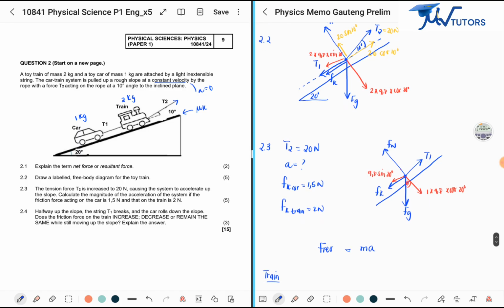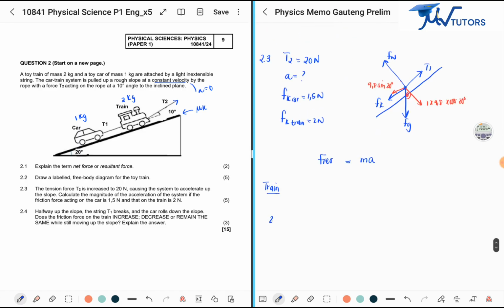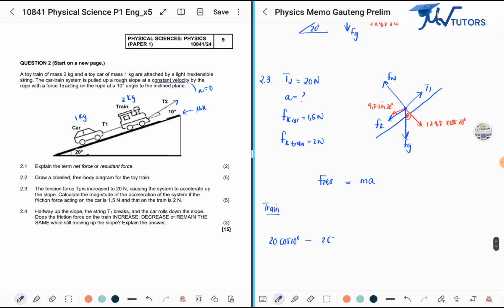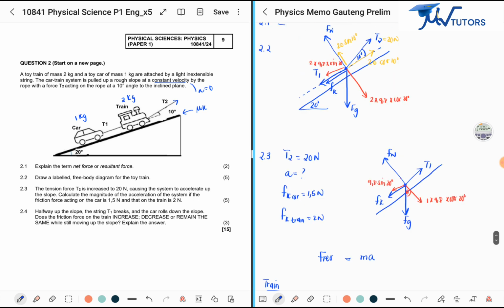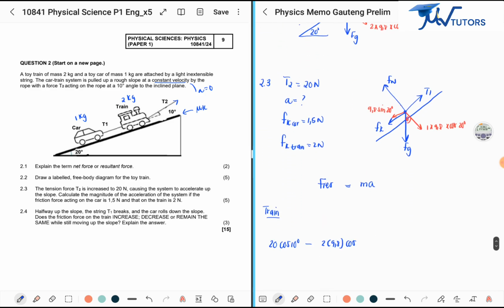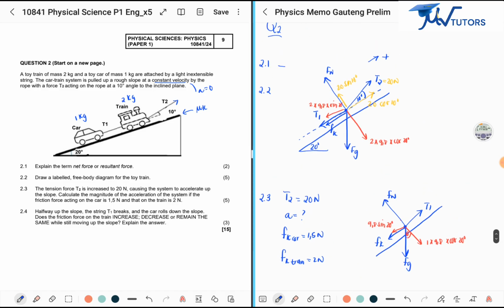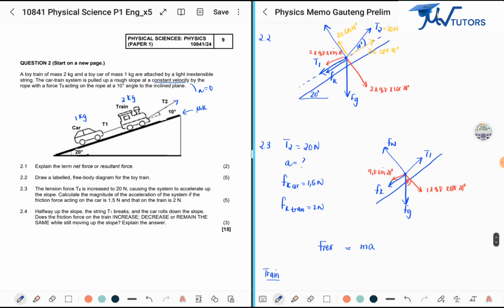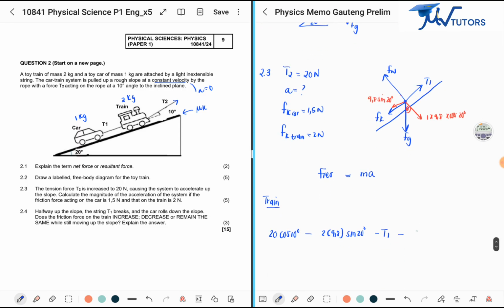So basically, I have 20 cos 10 degrees, if I choose going that way as positive, minus 2 times 9,8 sine 20 degrees, minus T1, minus the friction force, which for the train is 2, and that's equal to the mass, which is 2, times the acceleration.